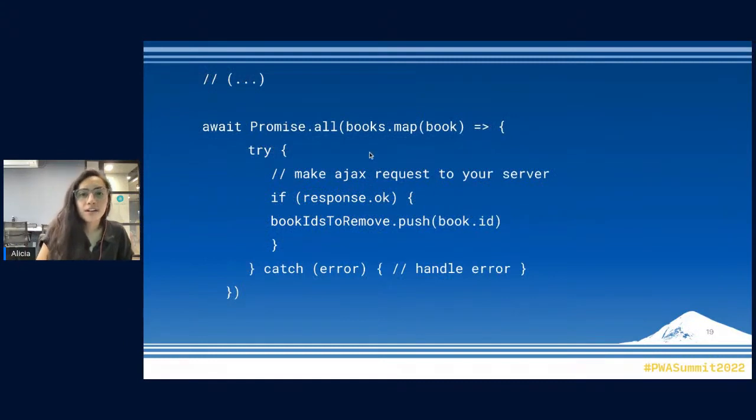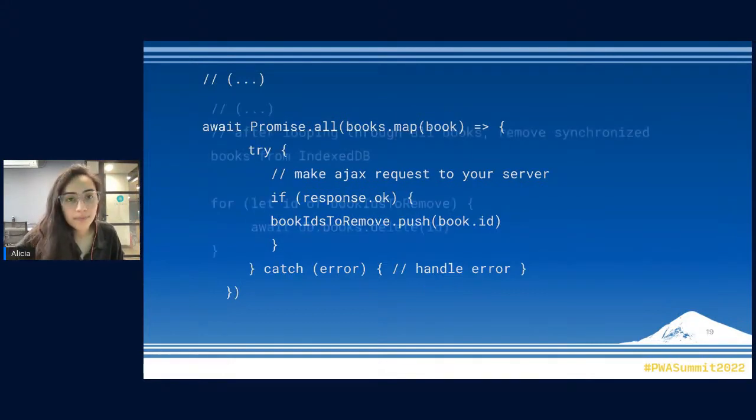Once we have our array of records, we will loop through it to make requests to our server. And the important thing here is that if the response is successful, we should push the ID of that record into our array of records to remove. And then we handle the error if there's any.